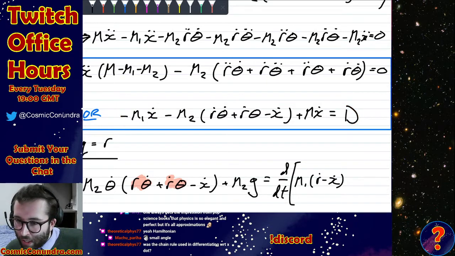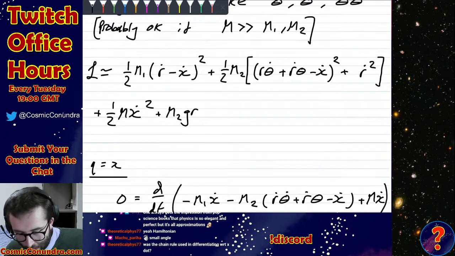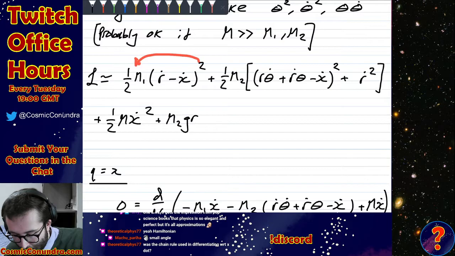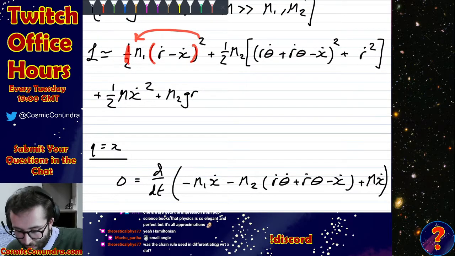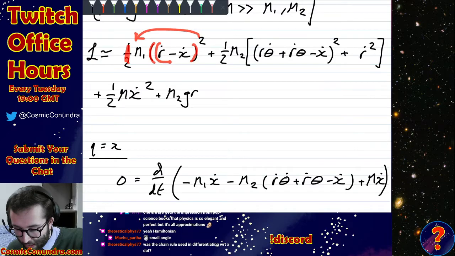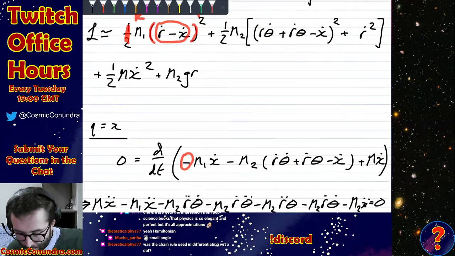Was the chain rule used in differentiating with respect to x dot? Yes. So here, for example, I use the chain rule, so I bring down the 2 here, which gets rid of this 2 here, and that's differentiating the outer function, if you like. And then I've got to differentiate the inner function with respect to x dot, which is this r dot minus x dot. So that's why I pull out this factor of -1 here.